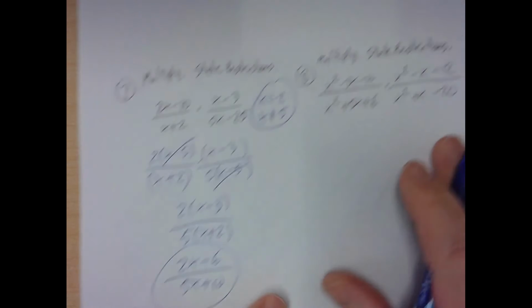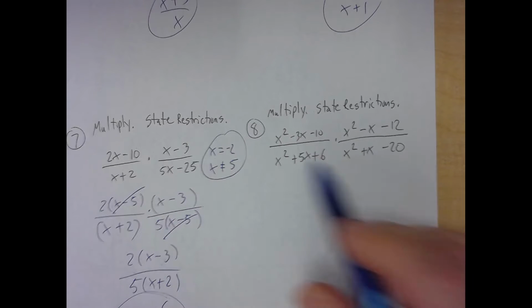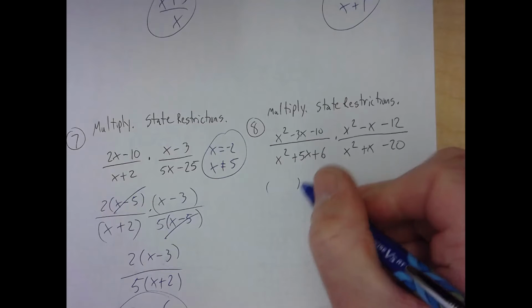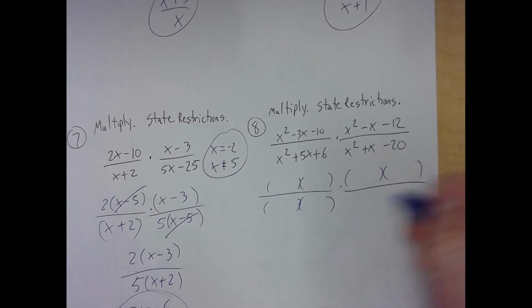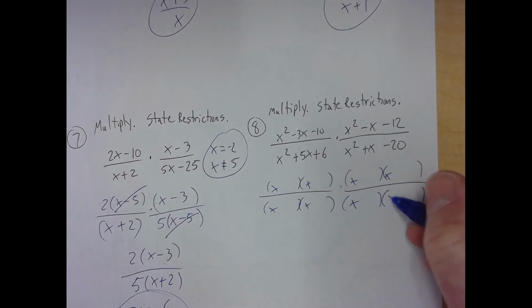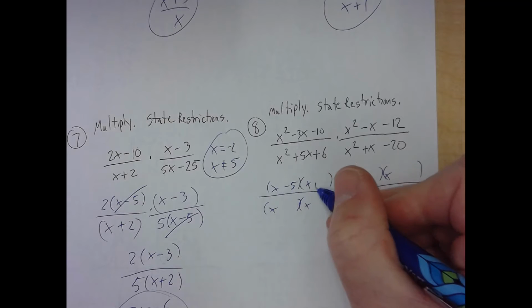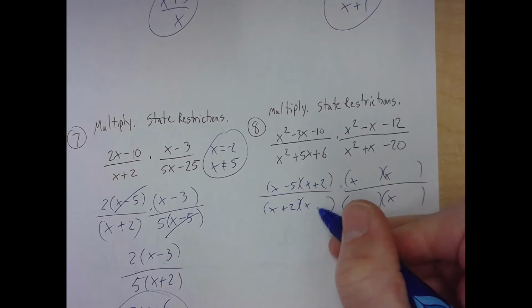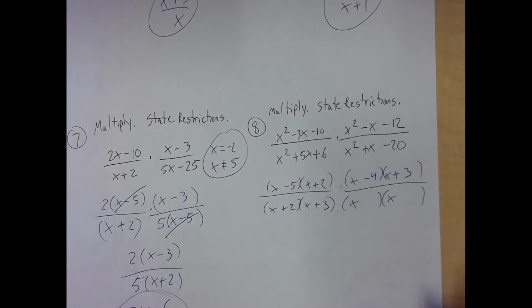Okay, now we're going to multiply here, and so this is all factoring. 2 sets of parentheses, put an x in each. Lots of factoring. x and x and x and x. 5 and 2, negative 5, positive 2. 2 and 3, negative 4, positive 3. Positive 5, negative 4.